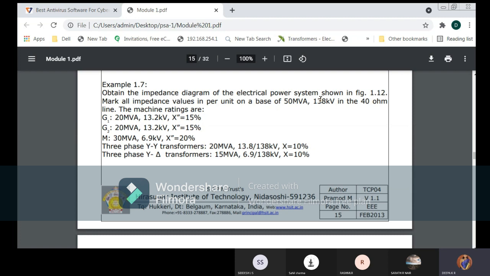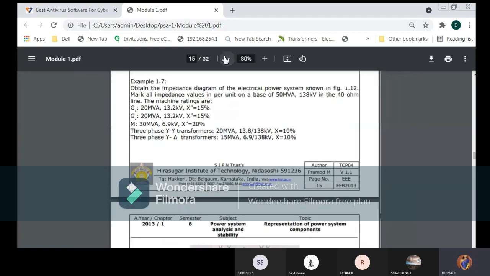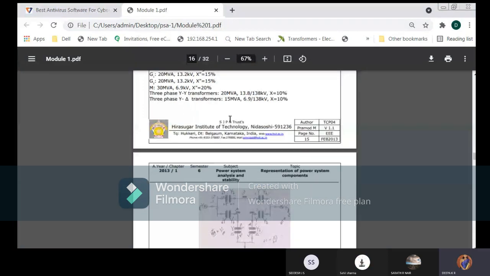Next, the machine ratings. As per the diagram they have given, I'll just minimize and try to show you both the picture and values. Transformer 15 MVA, and the ratings of primary and secondary are 6.9 by 138 kV, and the reactance X is 10%. Your main task is to copy down this diagram very neatly. They will elaborate this to the maximum.